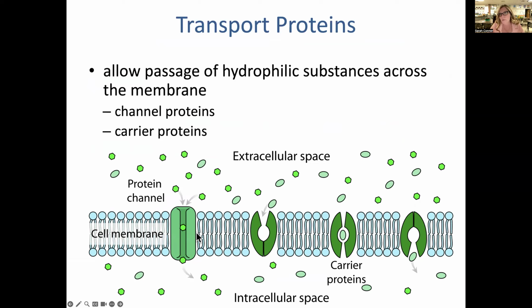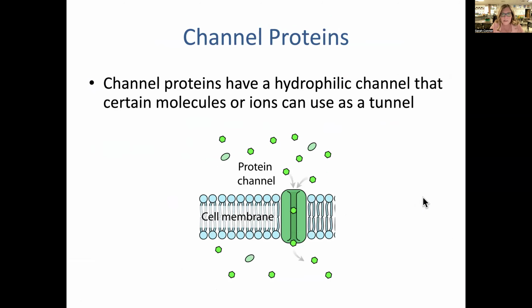And we're still moving from higher concentration to lower concentration of particles, which is the green dots. And some of these are based on size. A channel protein has the hydrophilic channel that allows those molecules or ions that can go through the tunnel. So again, this one is a little bit less tricky because as long as it can fit through the tunnel, as long as the cell needs it, it can move through that channel.